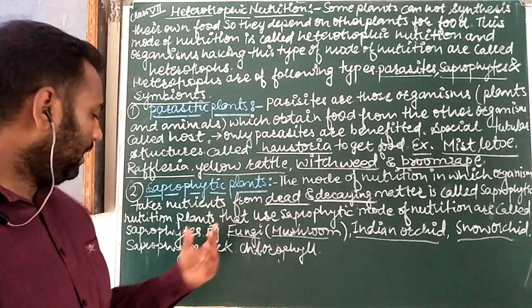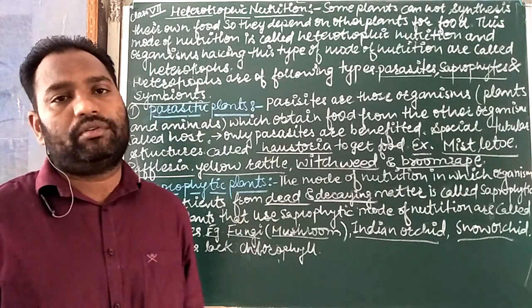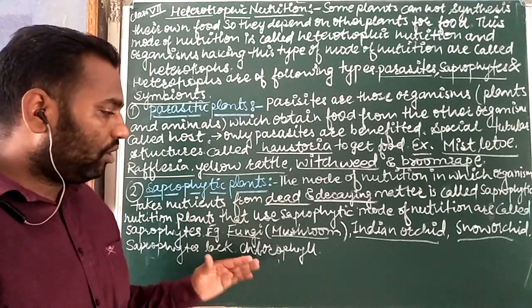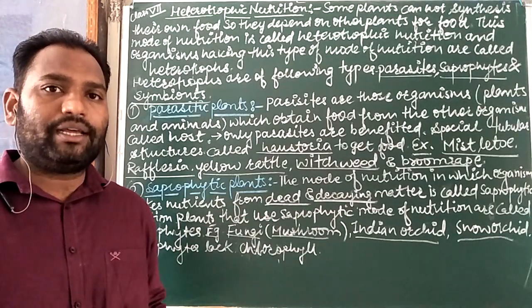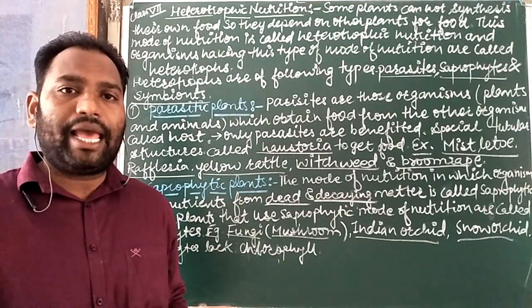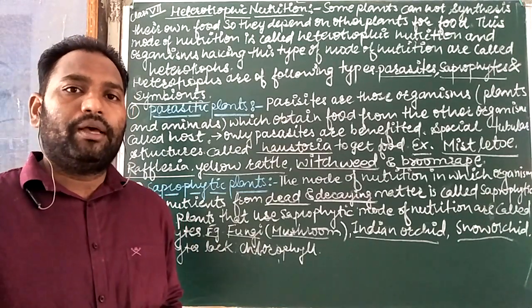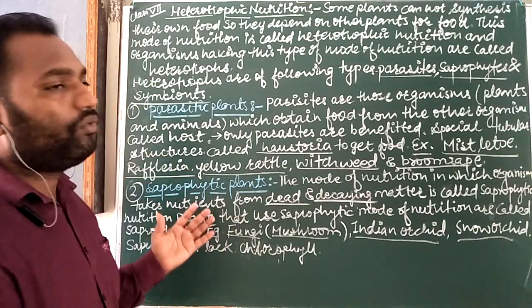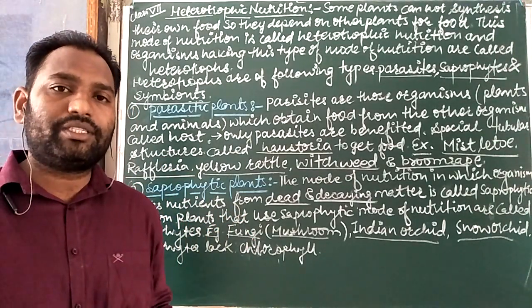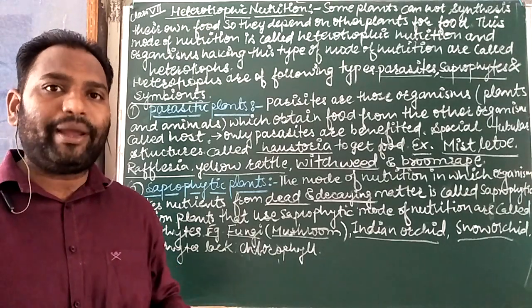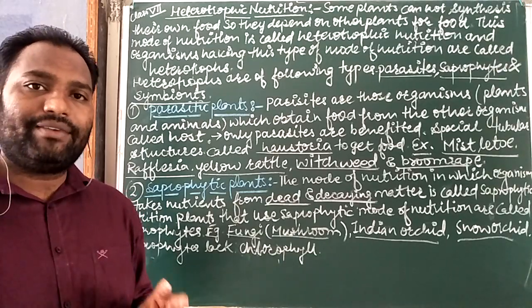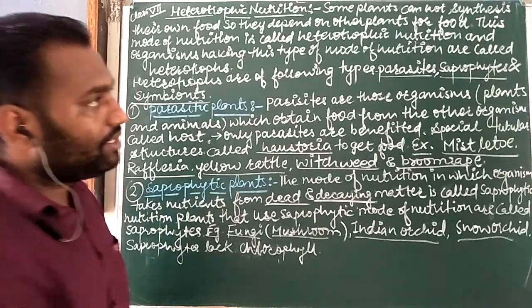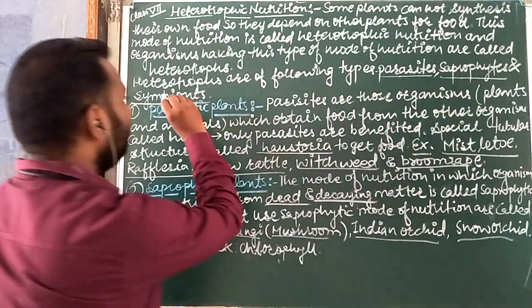Saprophytes also lack chlorophyll. It means they are not having chlorophyll. You know about that: those having chlorophyll are autotrophic in nature and can synthesize their own food. But those not having chlorophyll cannot synthesize their own food, so they just depend on others. Only on the basis of this we have three categories. What are they? Parasites, saprophytes, and symbionts.